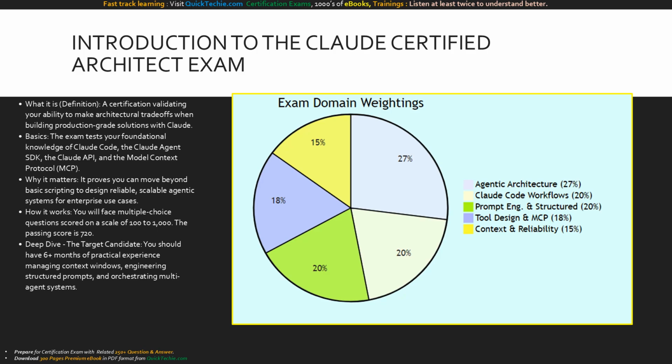Welcome, everyone. Today, we are unpacking the Claude Certified Architect Foundation certification. This certification isn't just about whether you know the syntax of an API call. It is about whether you possess the architectural judgment to build robust, production-grade applications.